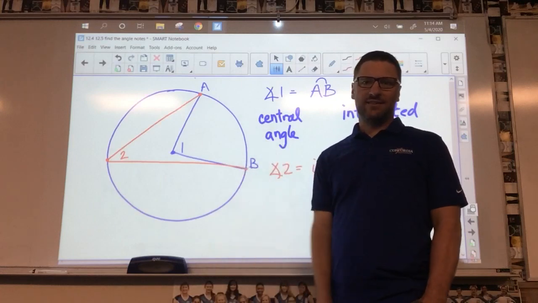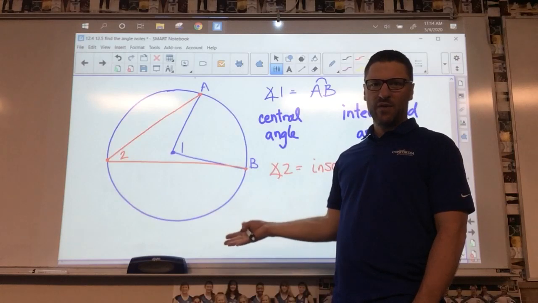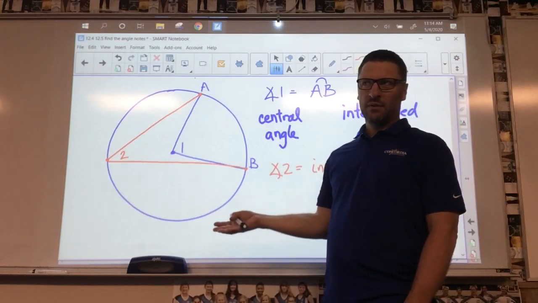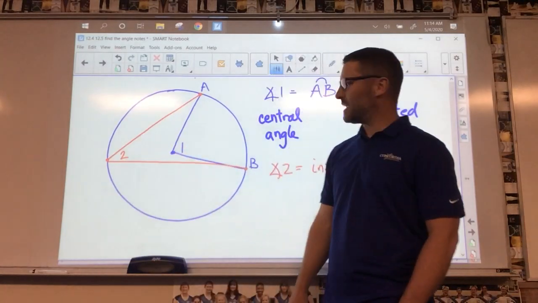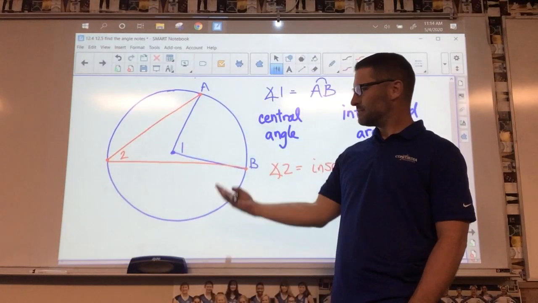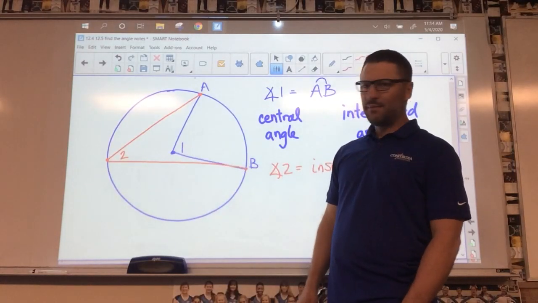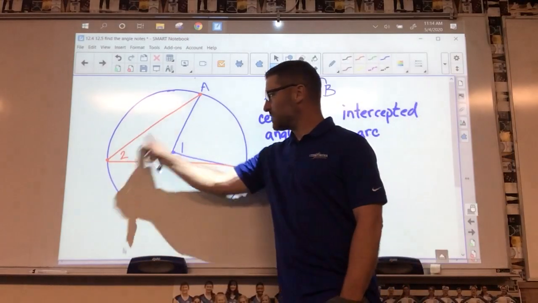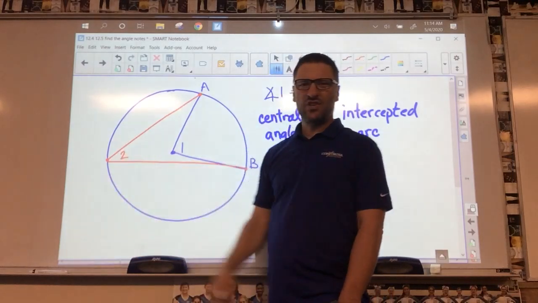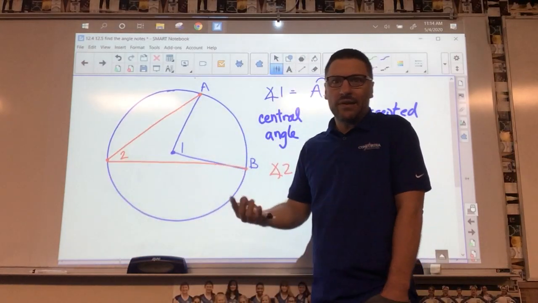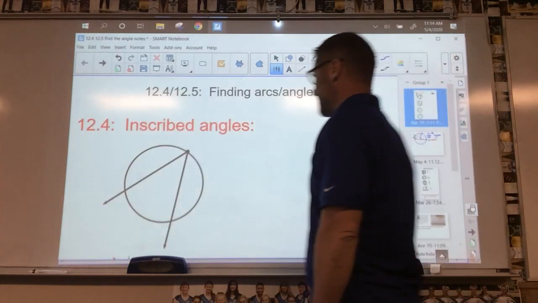Just looking at it, do you think angle 1 is bigger than, smaller than, or equal to angle 2? If you had to compare the two visually, which one's bigger? Obviously 1 is bigger, so 2 gets smaller. We're not going to be able to say that angle 2 is equal to the arc, because we already know angle 1 equals the arc. That's 88, that's 88. Angle 2 is not equal to the arc, but there is a secondary rule that goes with it, and that's the rule we're going to talk about today.